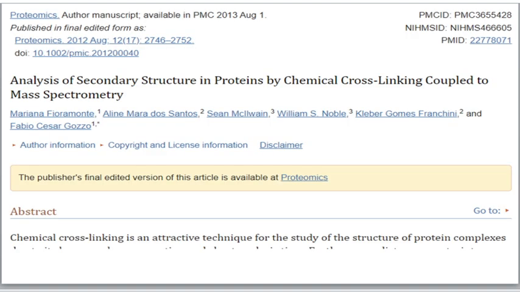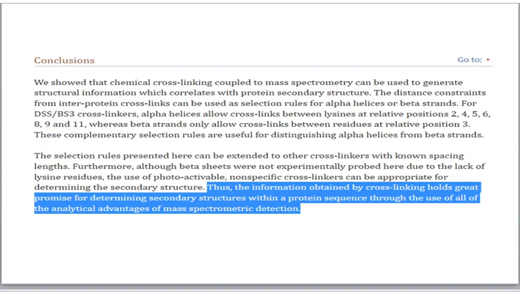I have also quoted this particular research article published in the year 2013, where in the title itself they clearly mention analysis of secondary structure in protein by chemical cross-linking coupled to mass spectroscopy. So chemical cross-linking mass spectroscopy has been employed in analyzing the secondary structure. In the conclusion, you can find this point: information obtained by cross-linking holds greatest promise for determining the secondary structure within a protein sequence through the use of all the analytical advantages of mass spectrometric detection.